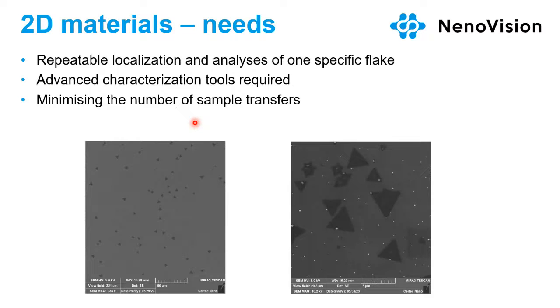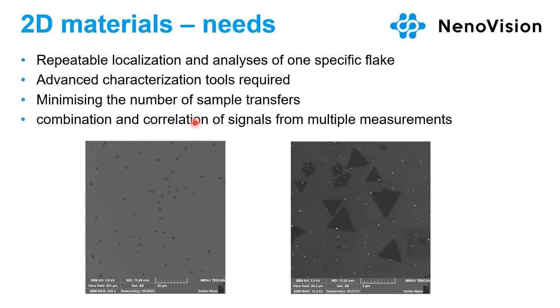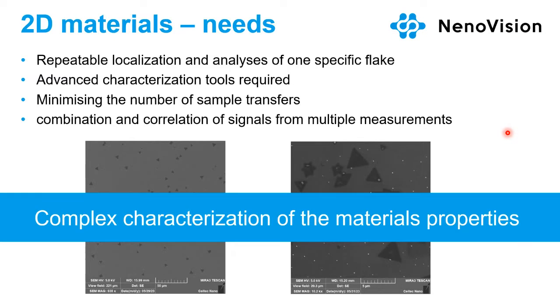The third, minimizing the number of sample transfers, is quite important as well, at least for the time efficiency of finding the same flake or contamination. And finally, when we have measured multiple channels, it's necessary to combine and correlate all the signals and post-process them. This way we get a complex characterization of the material properties.